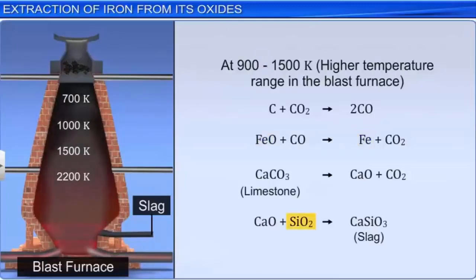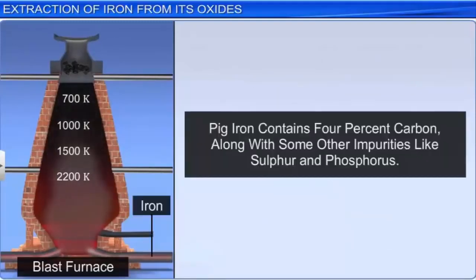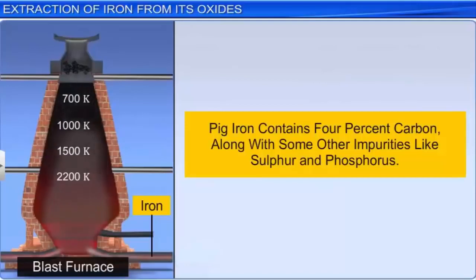Silica is an impurity. Limestone removes it in the form of molten slag, which is taken out from the bottom of the furnace. The molten iron obtained in this process contains 4% carbon, along with some other impurities like sulfur and phosphorus. It is called pig iron.